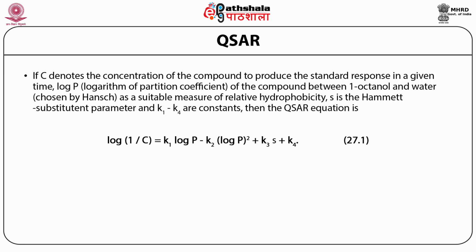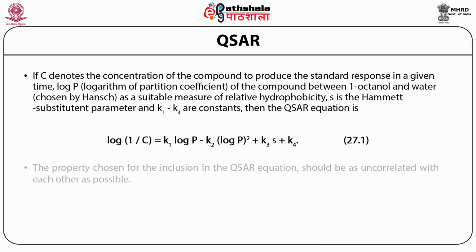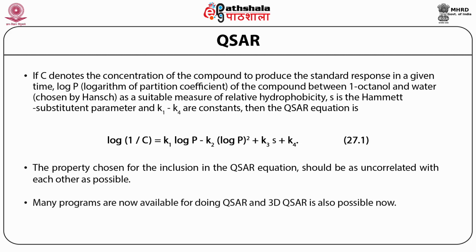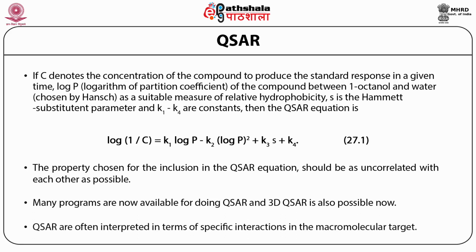So, it is an algebraic equation where the right hand side consists of the physicochemical properties with proper coefficients and the left hand side is the activity. The properties chosen for inclusion in the QSAR equation should be as uncorrelated with each other as possible. Many programs are now available for doing QSAR, and 3D QSAR is also possible now. QSAR is often interpreted in terms of specific interactions in the macromolecular target.